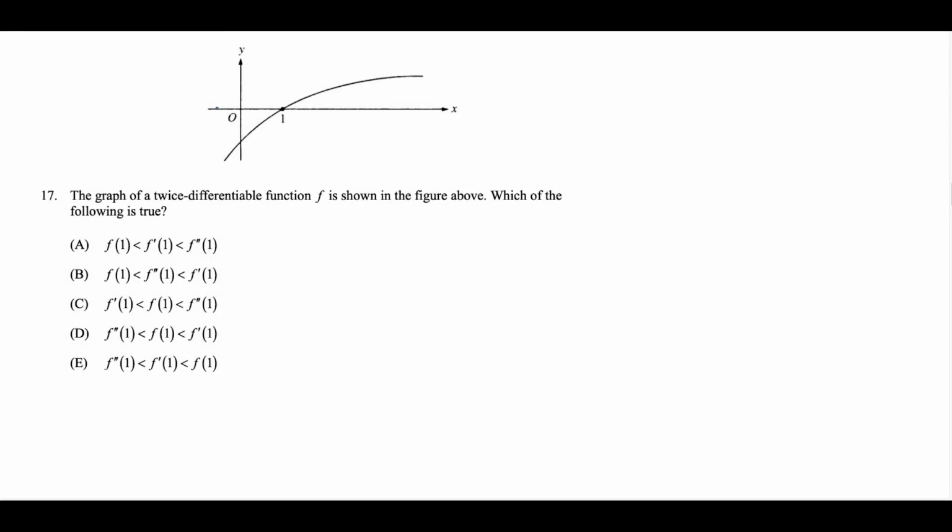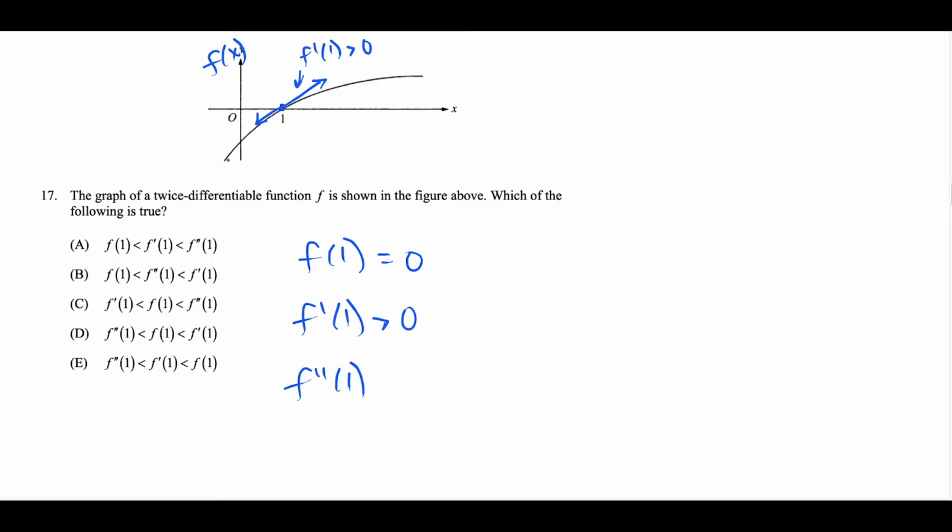17 is a good question because it tests you on a lot of things all in one question. So here we have to order f of 1, f prime of 1, and f double prime of 1. Well, this is the graph of f of x up here, and f of 1 is just the y value. So this is just going to be equal to 0. Now f prime of 1 tells me the slope of the tangent line. So if I draw this in very carefully here, the tangent line here, I could just say that f prime of 1 is greater than 0 because the tangent line is going up.